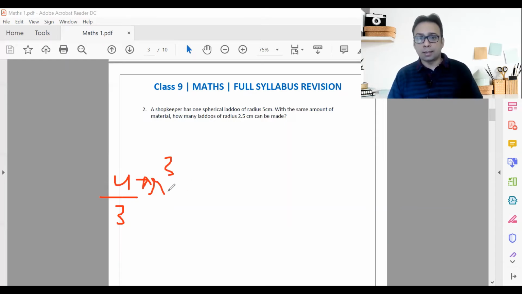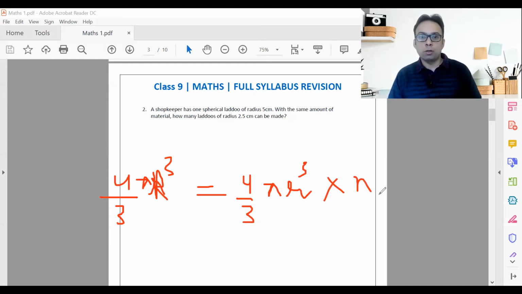Now this r is separate, correct? So I will assume it is capital R, correct? So the variable should be different. It is equal to volume of one small laddu, which is 4 by 3 pi small r cube multiplied by n. N is what? N is the number of laddus. So we can simplify some things directly. 4 and 4 goes away, 3 and 3 goes away, pi and pi goes away. But radius cube and radius cube will not cancel because they are different values.